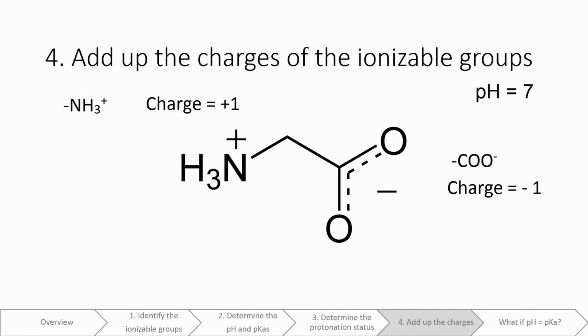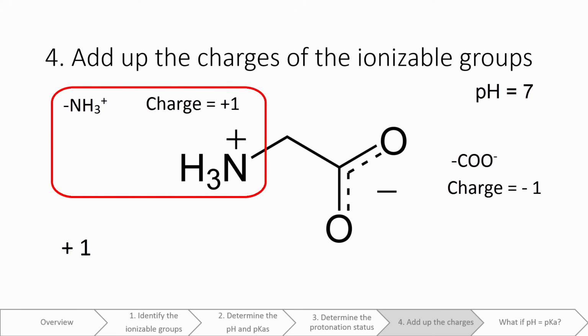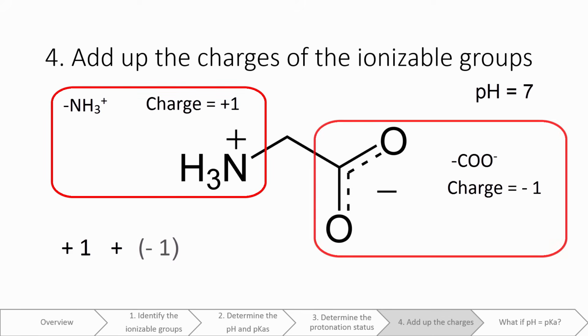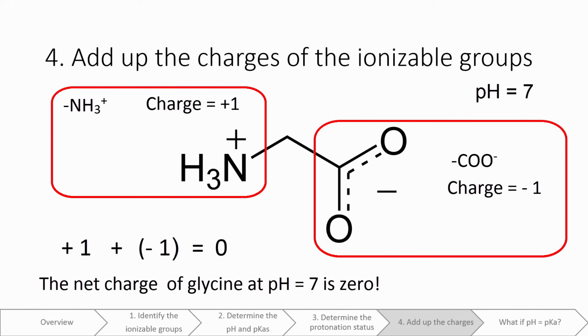Now, on to the final step, adding up the individual charges of the ionizable groups. Well, let's see. We have +1 from the amino group and -1 from the carboxyl group for a net charge of 0. The net charge of glycine at pH 7 is 0. Question complete.